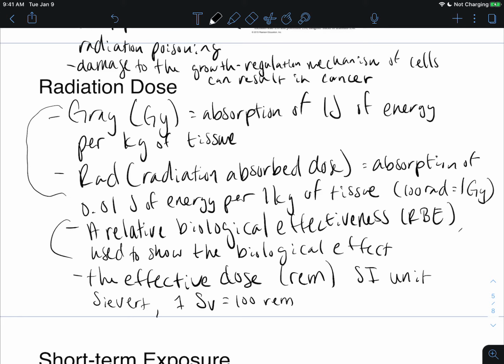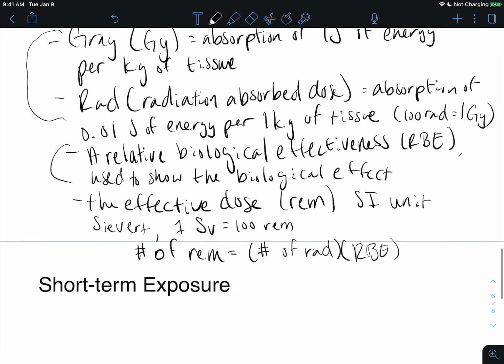Okay, and our number of rems is equal to our number of rad times our RBE. So if we want to look at what the actual dosage that we're getting is, we take our rads, our radiation absorbed doses, and multiply it by our biological effectiveness, or relative biological effectiveness.